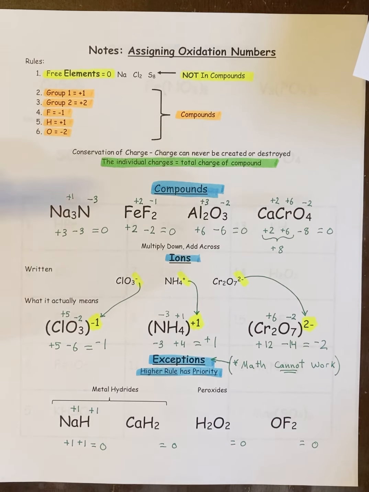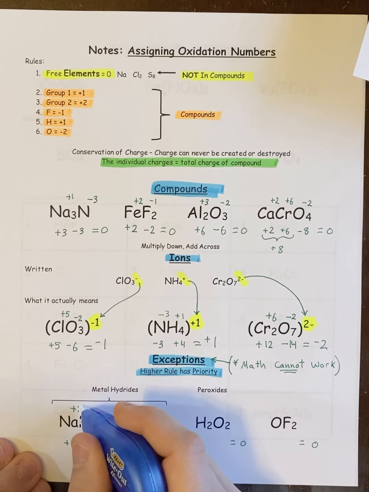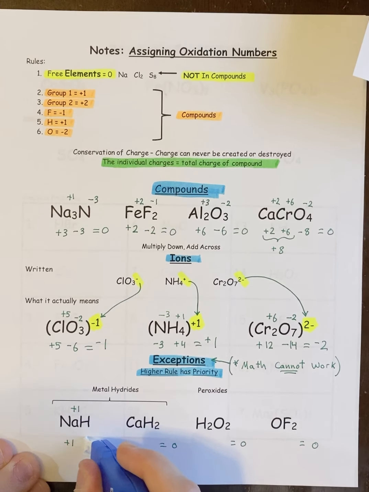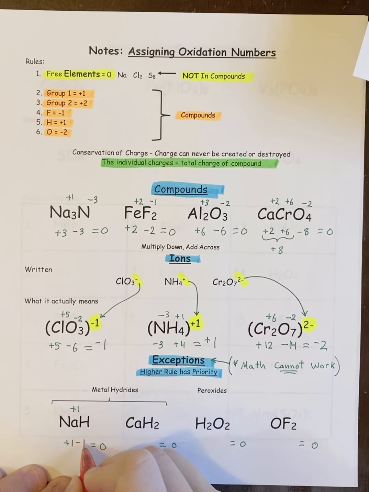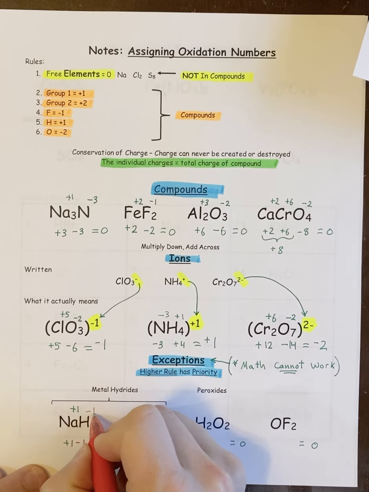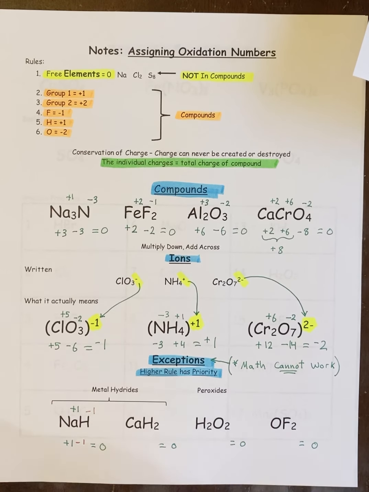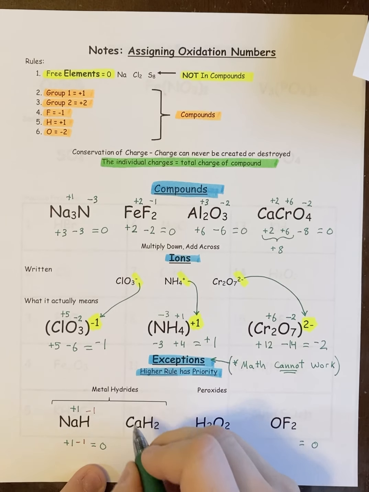So H's rule is less important, so guess what I do to H? I completely forget that H has a rule. And now I make H whatever it needs to be to make the math work. So in this case, to make this math work, H needs to be -1, so I make H -1. It's that simple. The same thing for this problem.